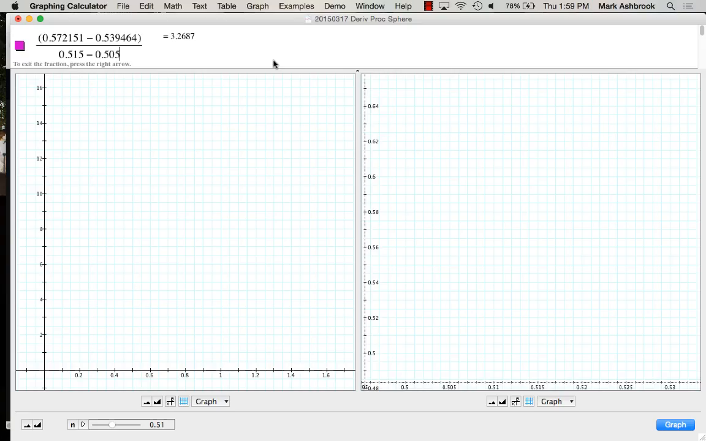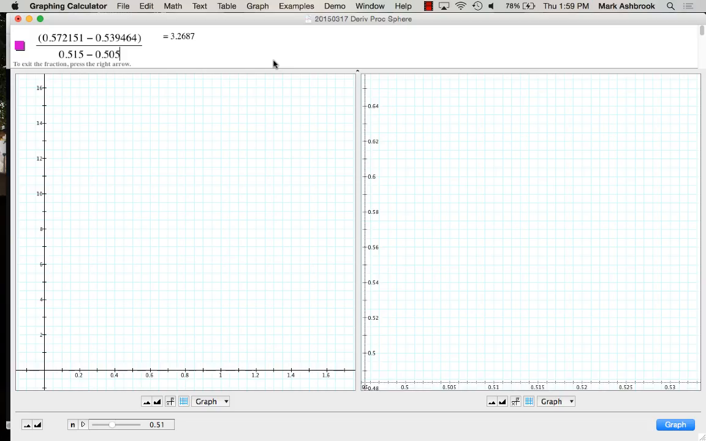Okay, cool. So what did we find out? We just found out that at the moment, for a radius of 0.51, and moment kind of has this time connotation, but it's not time, right? But we can still talk about a moment. You just got to remember that a moment is about a small interval of radius now. So for the moment of the radius 0.51, we got this rate of change of volume of 3.2687.